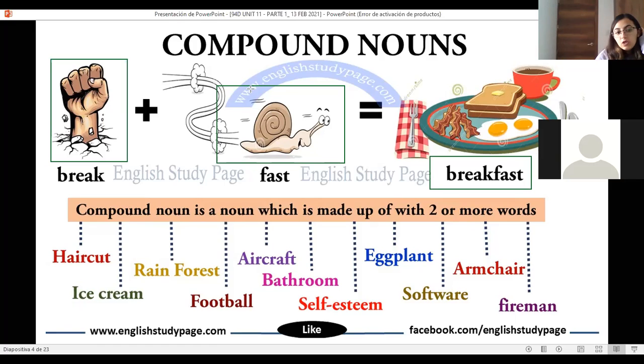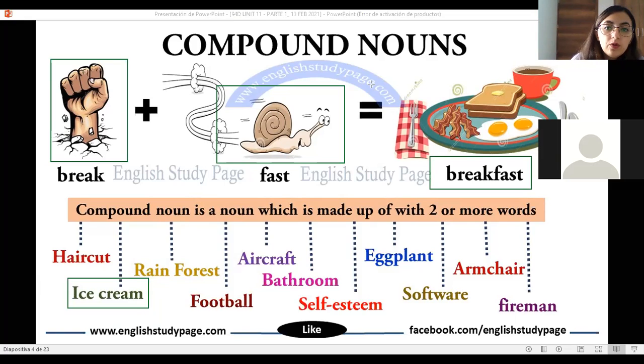For example, we have ice cream, ¿sí? Ice cream, right here, es la unión de hielo y crema, ¿sí? Es una forma como de describir. El ice cream, pues muchas veces es hecho de crema y es una peculiaridad o una particularidad del ice cream que sea helado, ¿verdad?